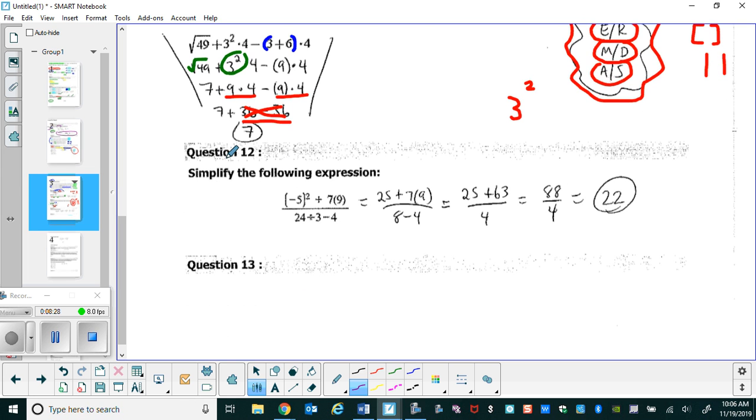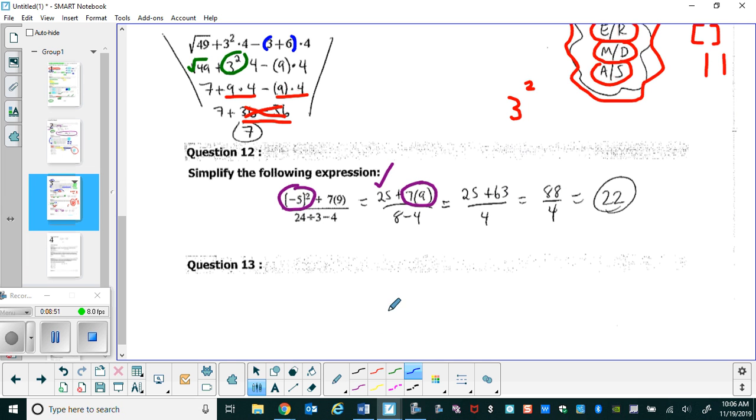All right, now we're on question 12. So in the numerator, folks, we have a -5 times a -5, and that negative times negative is this positive 25. And then I just leave the plus 7 times 9. The next thing I do is multiply the 7 times 9, and that's where I get the 63. And then when I add these two together, we get 88 in the numerator.